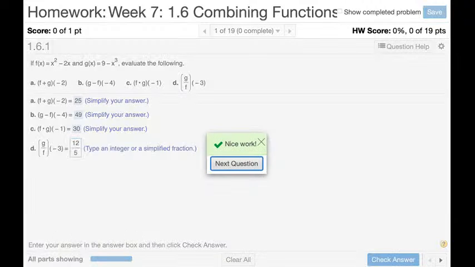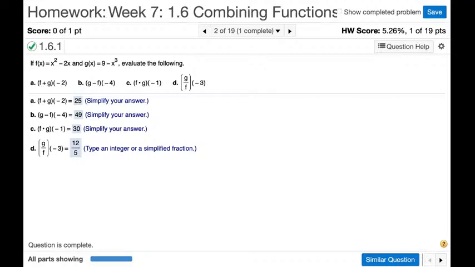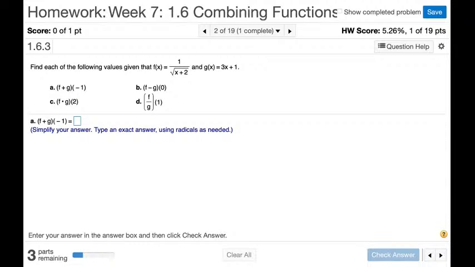Okay, let me just check the chat really quickly. Chat looks good. Okay, let's keep moving. I'm going to skip this one because this one's very similar to what we just did, so I'm going to go to the next one.